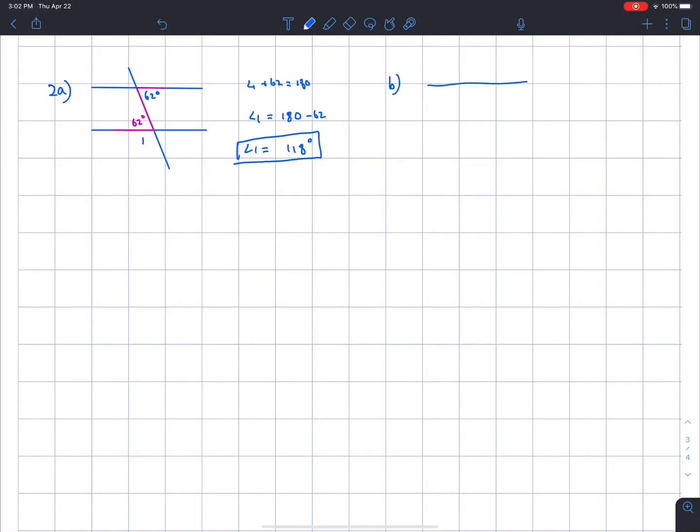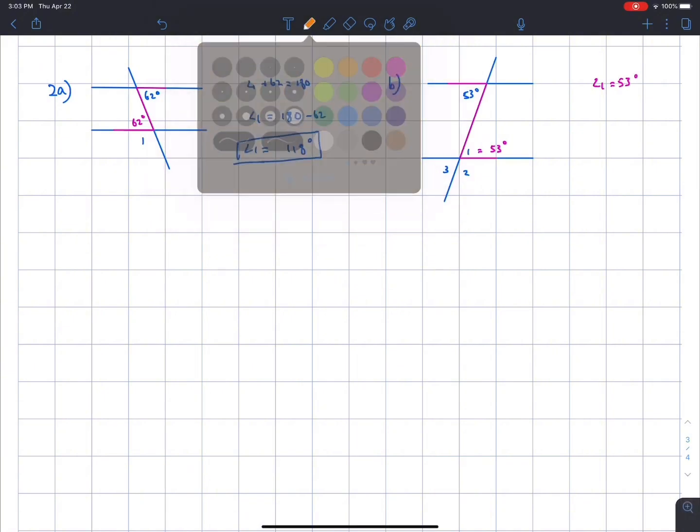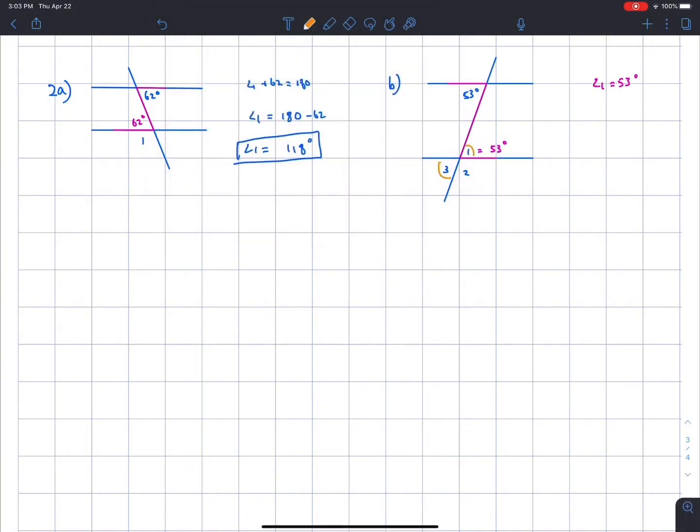B. So first step, I can say that these are alternate interior angles. So I can already say that angle 1 equals 53. And then angle 3, they are vertically opposite to each other, so they must be equal. So I can say angle 3 equals 53 as well.